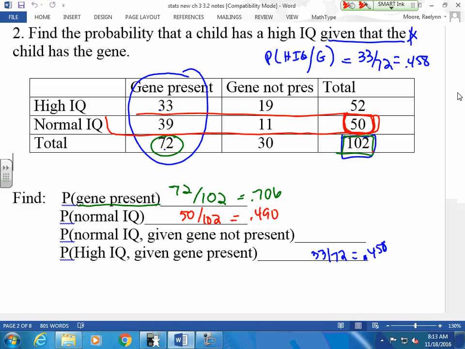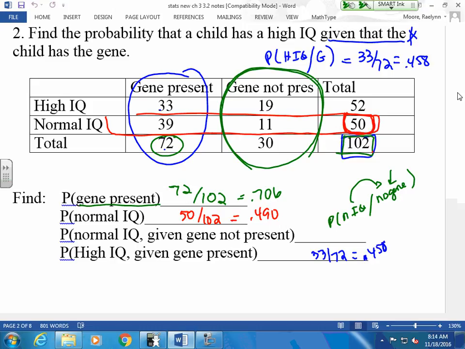Find the probability that the person had a normal IQ given that the gene is not present. This has a normal IQ given no gene. This is the guy I got to look at first. So I go to the gene not present, and I can only look in this part. This part is dependent on this. So what'd you say, Chris? 11 is my normal out of 30. Stay right in that circle. Don't leave it because that's the dependency. So 11 out of 30 gives me 0.367.